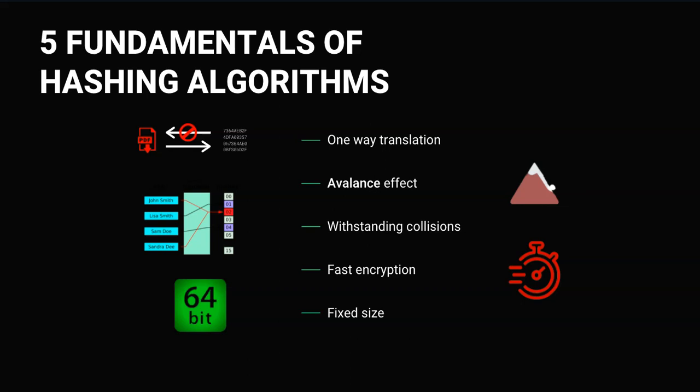Okay, now the fourth point is fast encryption. Basically this means that our algorithm needs to process the data and encrypt it as fast as it can. And last, fixed size. So you have some standard on which you can operate.